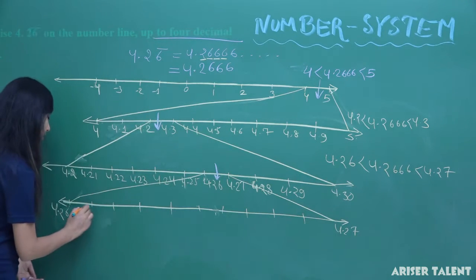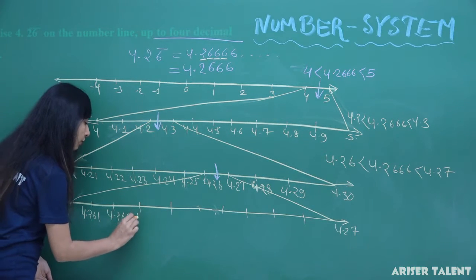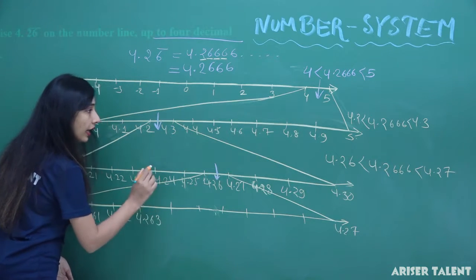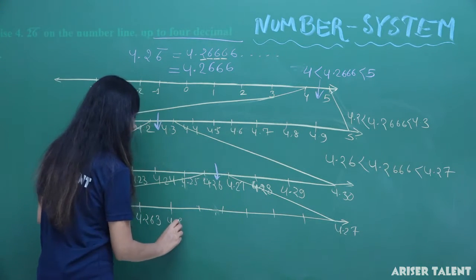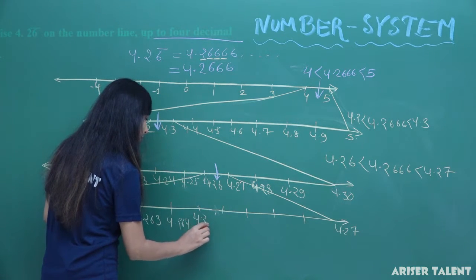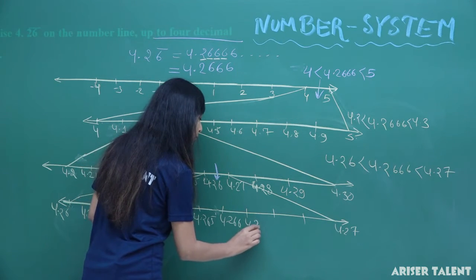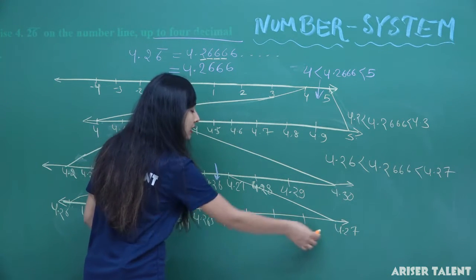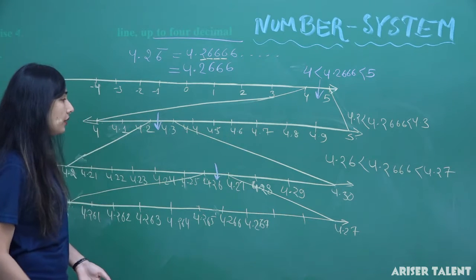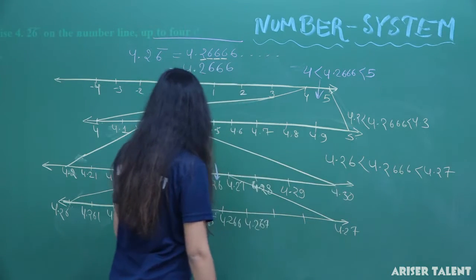So that is 4.261, 4.262, 4.263 and 4.264, 4.265, 4.266, 4.267, and just you can write the next counting here. The concern is the 4.26 and 4.27.